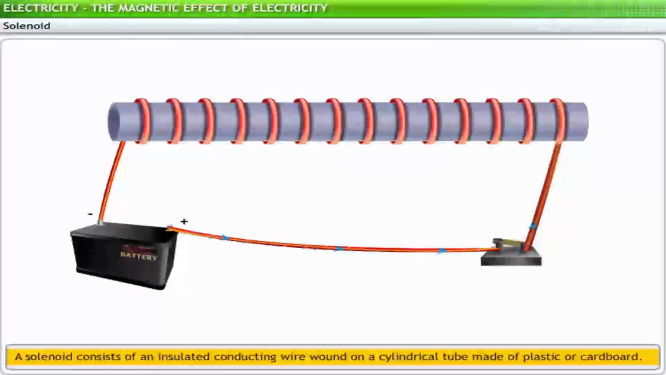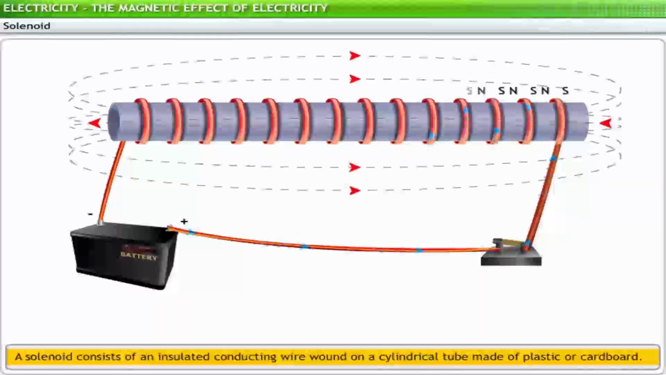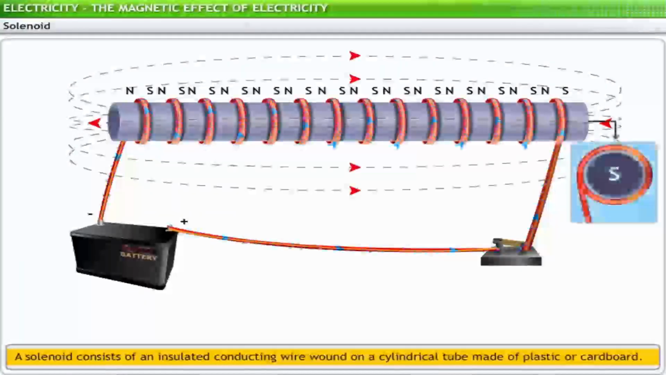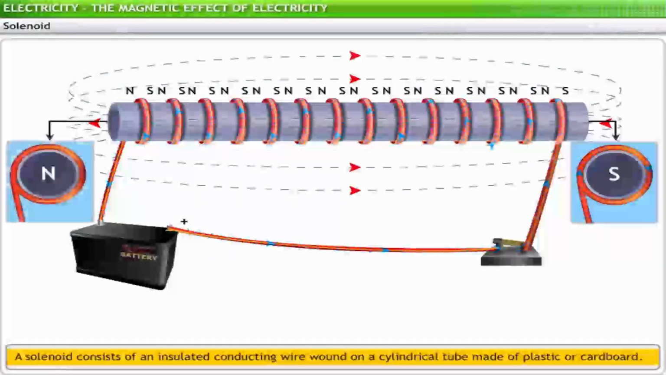When current passes through a solenoid, each loop in the solenoid behaves like a tiny bar magnet, with the south pole of one loop facing the north pole of its adjacent loop, and vice versa. Thus, a solenoid consists of a number of tiny magnets of equal strength. All the tiny magnets in the solenoid together behave like a bar magnet. The end of the coil, at which the current in the coil is in a clockwise direction, develops south polarity, while the other end, where the current in the coil is in a counterclockwise direction, develops north polarity.